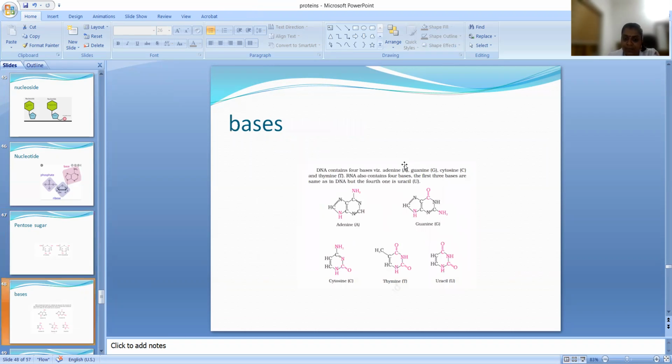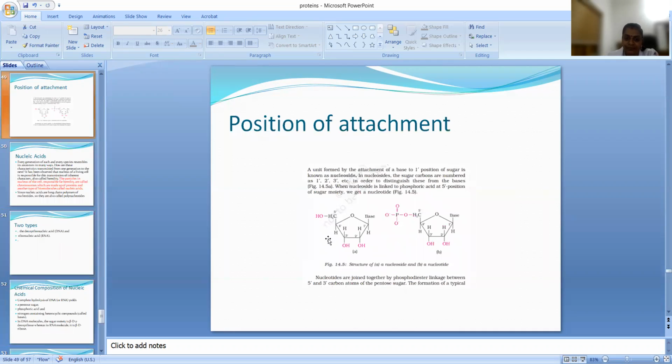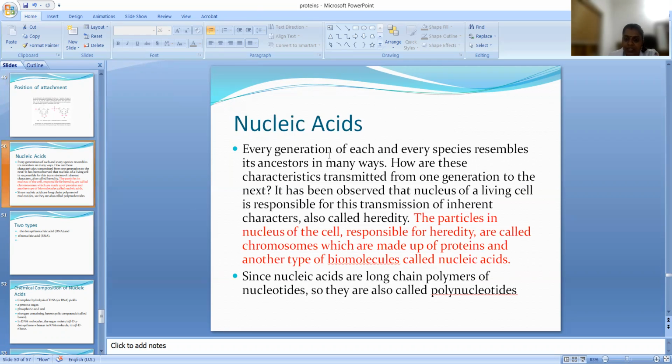What are the different types of bases present? Adenine, guanine, cytosine, thymine, and uracil. Now, where is the attachment? On the sugar residue, the base attaches at the first position. And the phosphate group attaches at the fifth position, the fifth carbon: in place of the OH group, the phosphate PO4 will attach there.